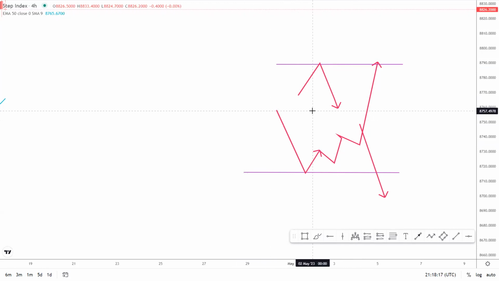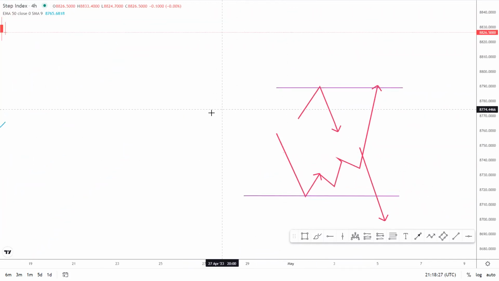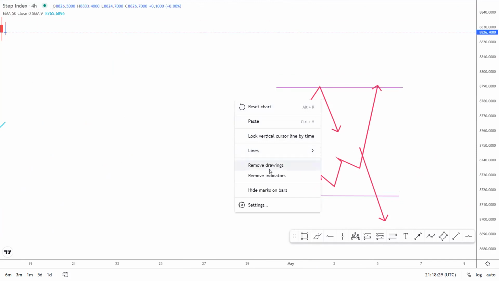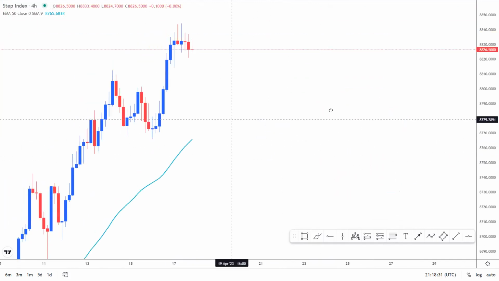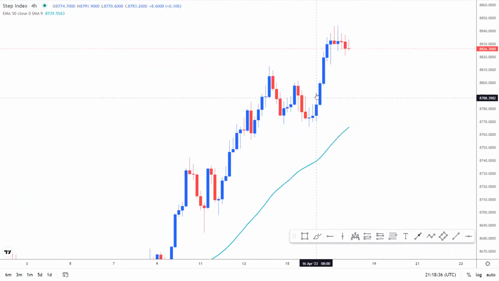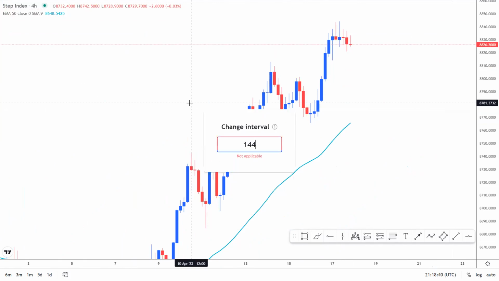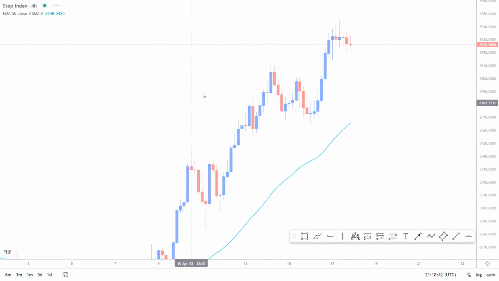I'll quickly move into short examples of the point I'm trying to share right here. So clearly, this is a step index chart, looking at the daily time frame.